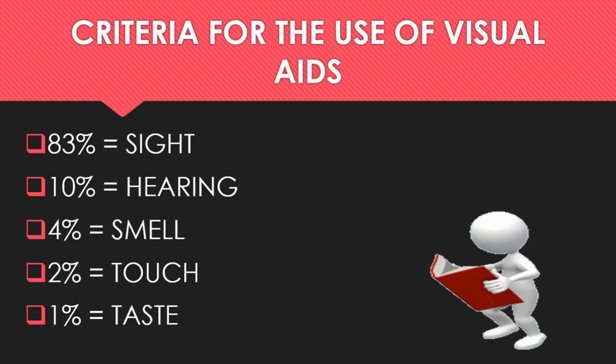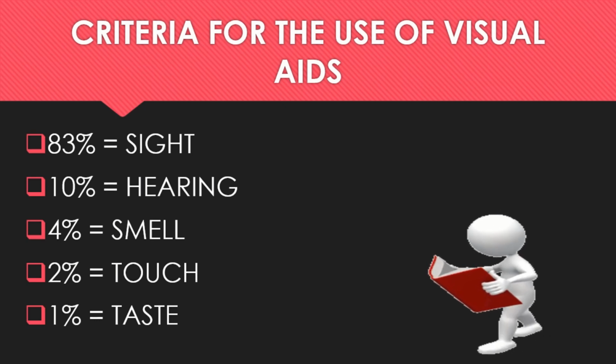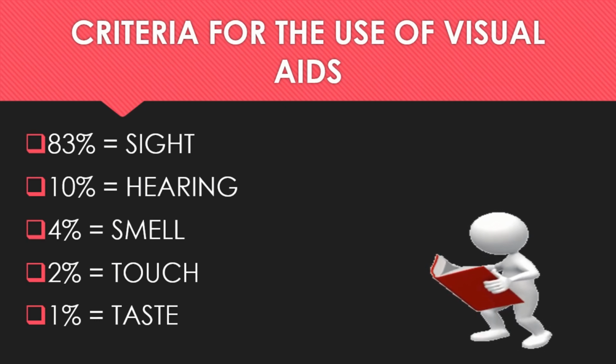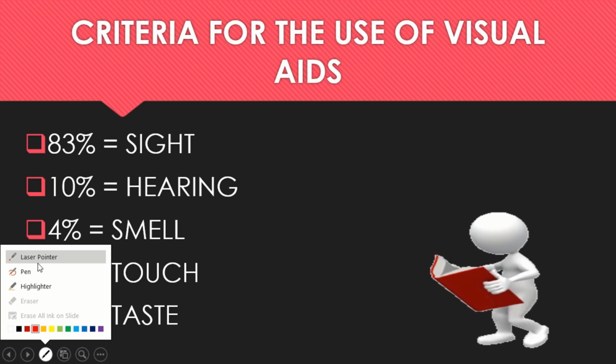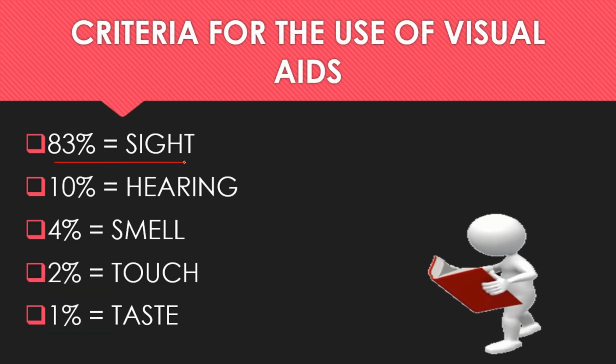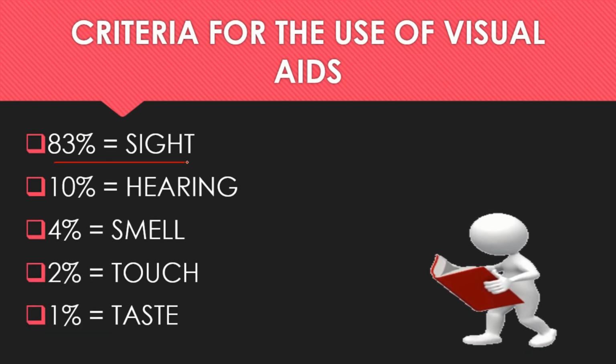So, what are the criteria to be considered for the use of visual aids? Since we are talking about the importance of technology, or the roles of technology in the teaching process, learners say we learn 83% through the use of our sight. So, I want you to remember that 83% of what we learn is by our sight.